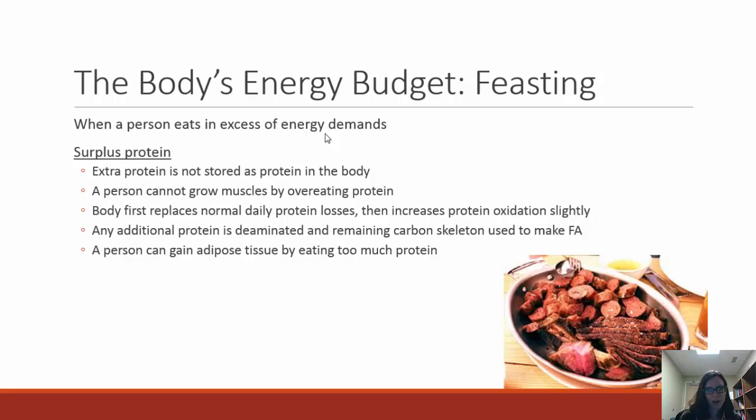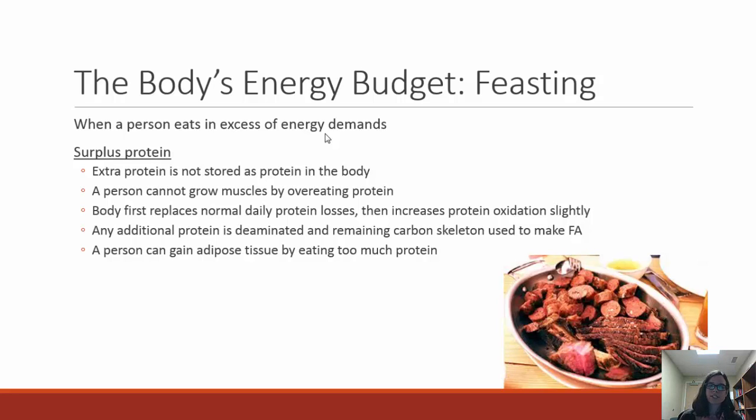We need a certain amount of protein in order to replace the proteins in our bodies and synthesize new proteins for enzymes, antibodies, etc. But when we eat in excess of these needs, then we have surplus protein. Extra protein is not stored as protein in the body. So a person can't grow muscles by overeating protein.